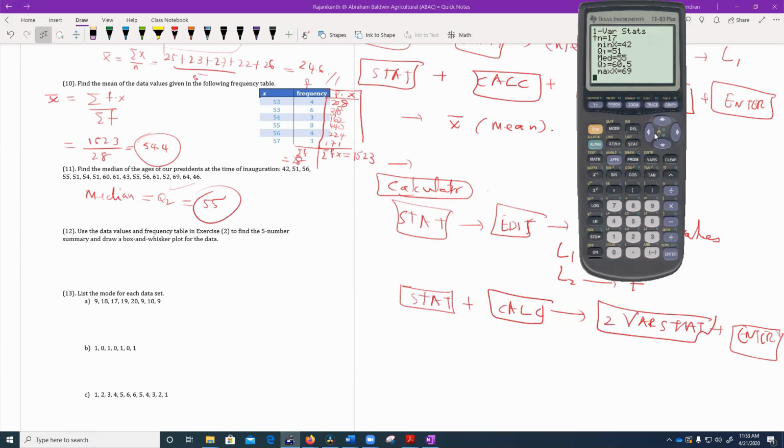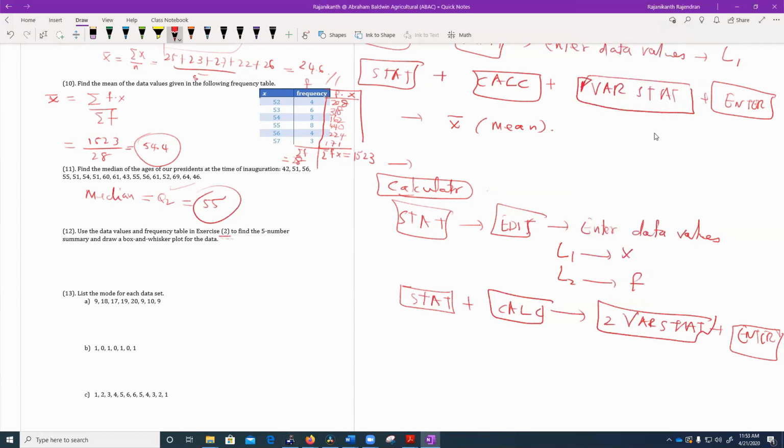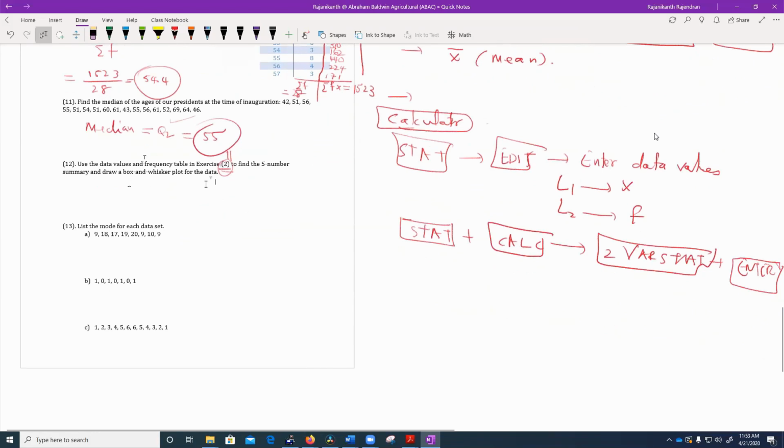Okay, right? So here, number 12, there's a typo. We need to use the exercise number 11, the previous problem. They are basically telling us to use the previous, number 11 problem to draw the box plot. So could you change that to 11? Problem number 11.